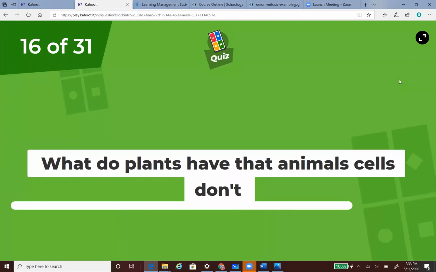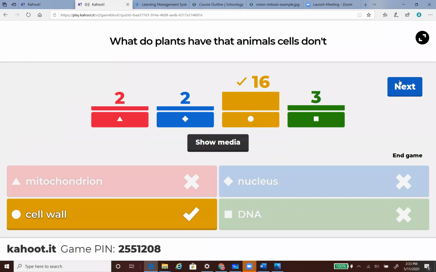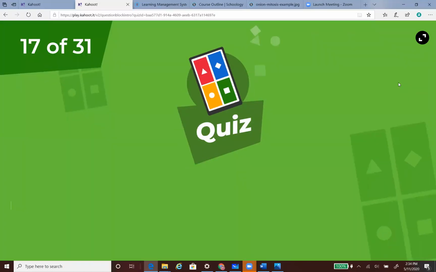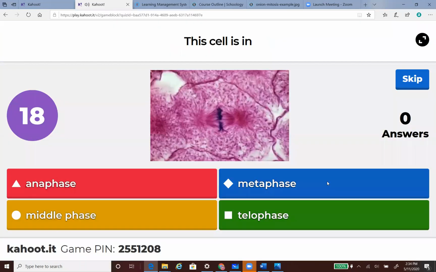What do plants have and animals don't? That's right, cell wall. Very good. All right, next. Okay. Next question. This cell is in what phase?